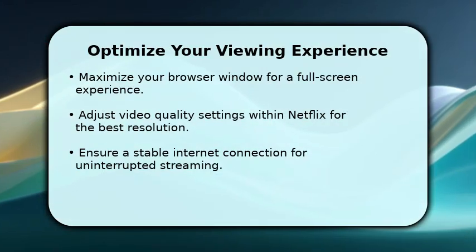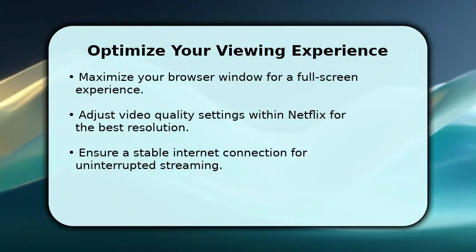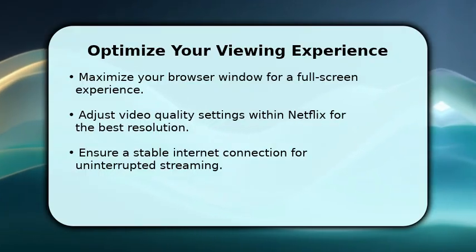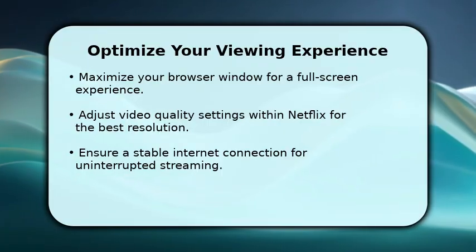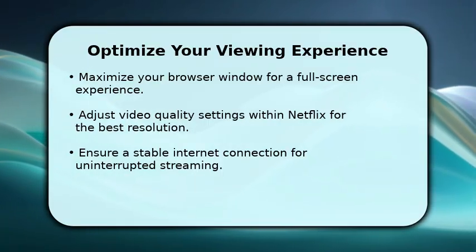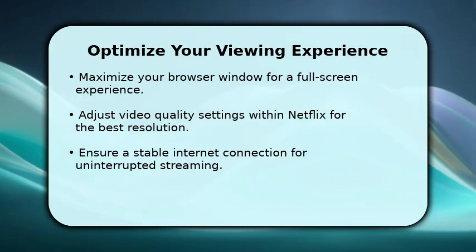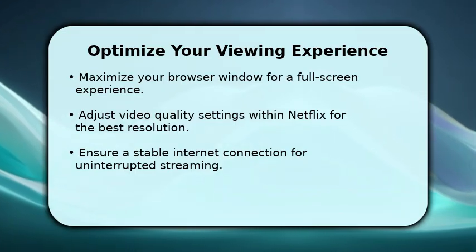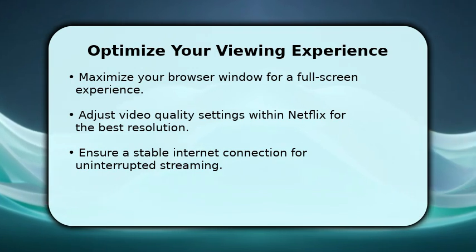To get the most out of your Netflix viewing, optimize your experience. After starting a show, click the full screen icon in the bottom right corner of the player for an immersive view. You can also manually adjust video quality settings within the Netflix player to ensure you are watching in the highest available resolution, like high definition or even 4K if your internet speed supports it. For superior sound, consider connecting external speakers or a good pair of headphones.